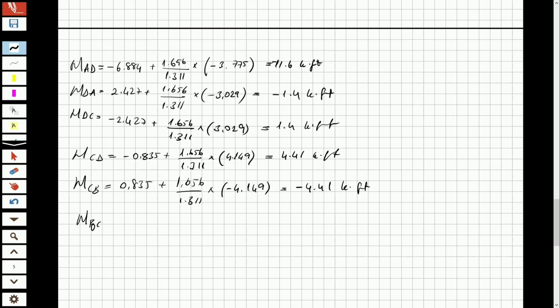Moment BC equal to 0.418 plus 1.656 over 1.311 multiplied with minus 7.074 equal to minus 8.52 kip feet. Now we have found the moments.